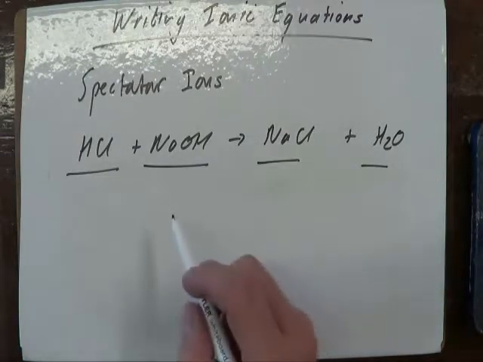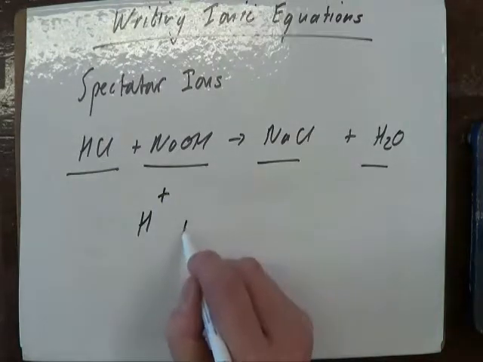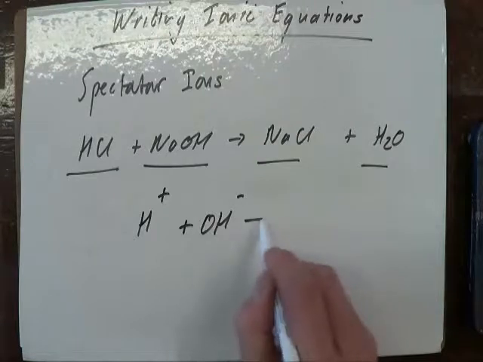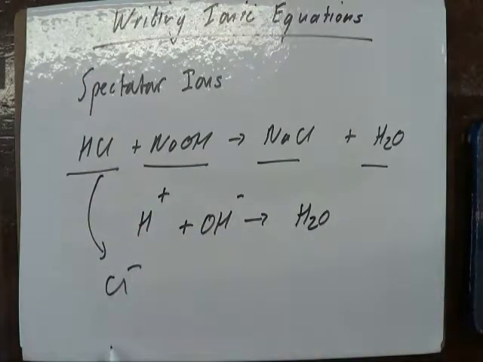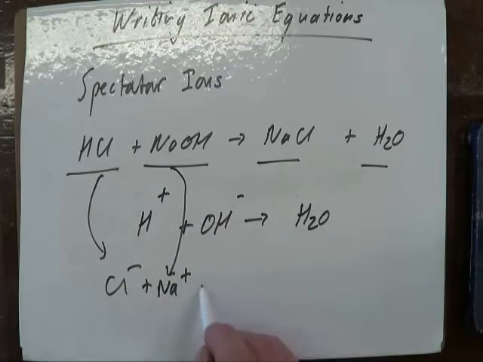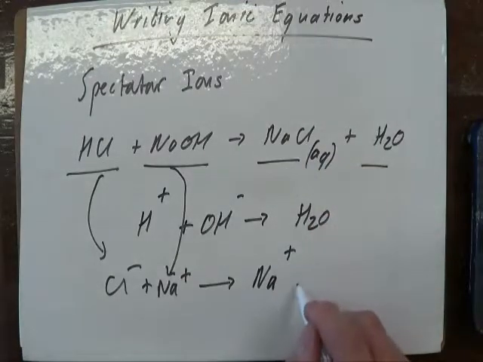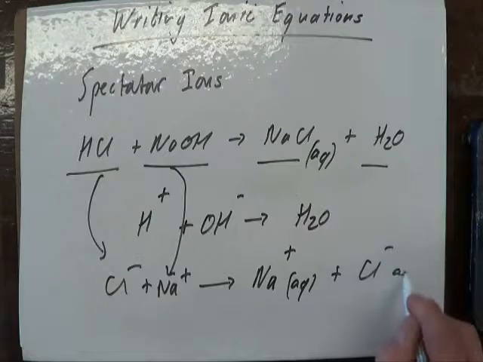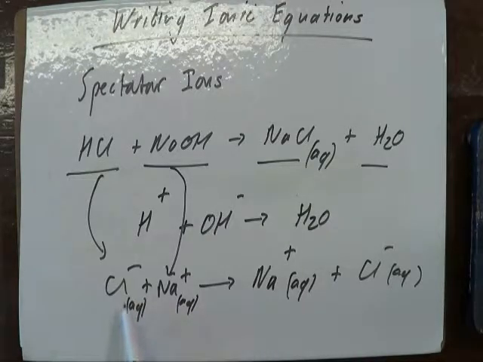If we were to break this down, what we would actually see is that the H+ ion in the hydrochloric acid reacts with the hydroxide ion from the sodium hydroxide and we get a molecule of water. The chloride ion starts off as a Cl- ion, and the sodium ion in the sodium hydroxide starts off as an Na+ ion, and in sodium chloride, which is soluble, they are also sodium ions and chloride ions, aqueous. So the chloride ion from here is exactly the same as the chloride ion here. The sodium ion here is exactly the same as the sodium ion here.